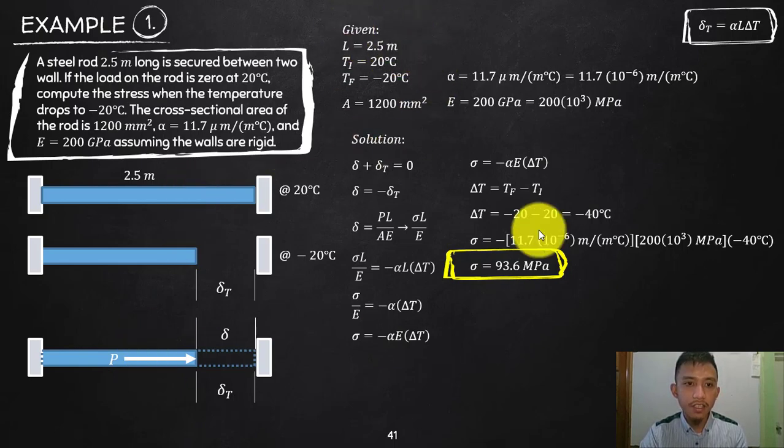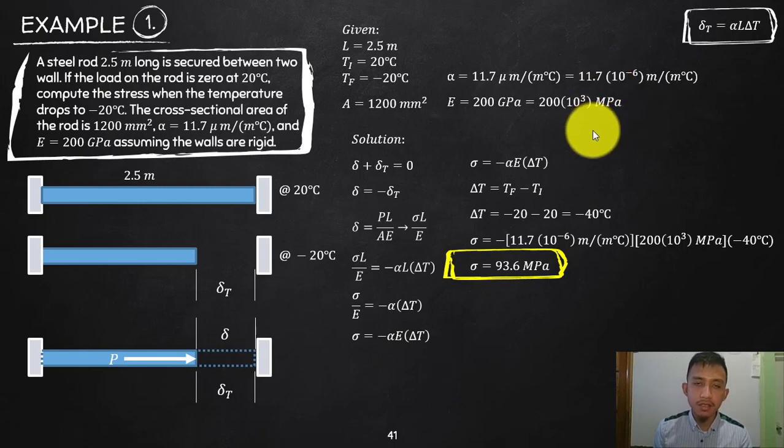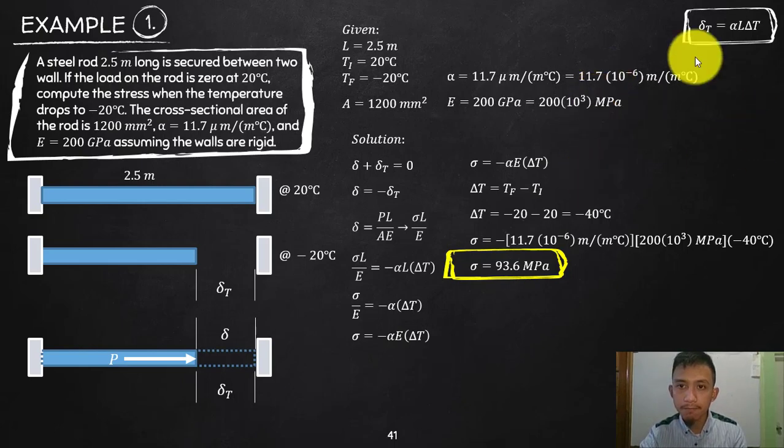So, you can write this down. Given 2.5 meter length, your initial is 20 degrees Celsius, your final is negative 20. Your area is given here as 1200 millimeter squared, and your alpha, that is your coefficient, is 11.7 micro, times 10 raised to negative 6. You need to put that so that your meter and meter cancels. And then your E, I want to put that in megapascal since I am using Newton and millimeter. So gigapascal multiplied times 10 raised to 3 will be megapascal.